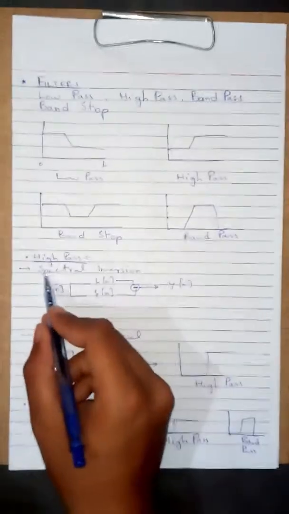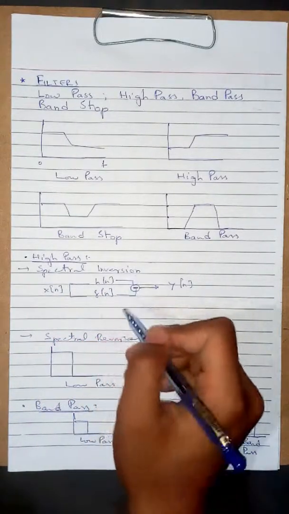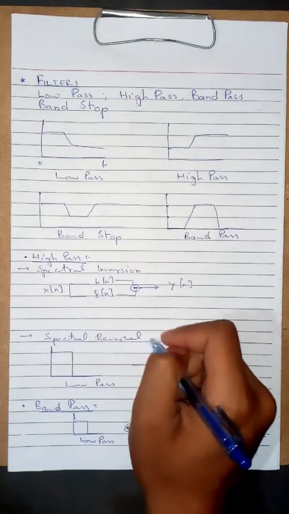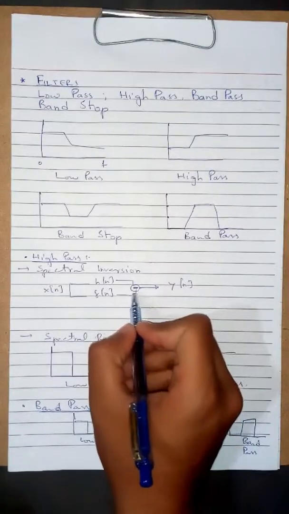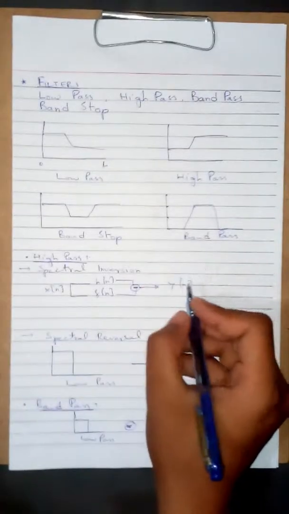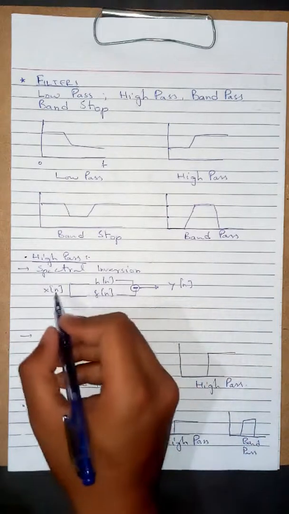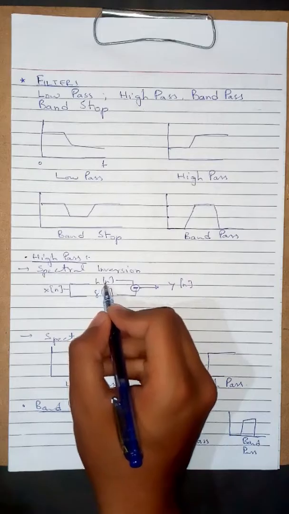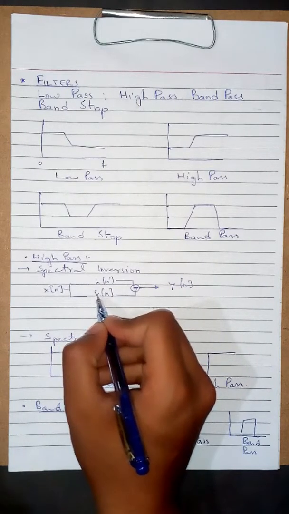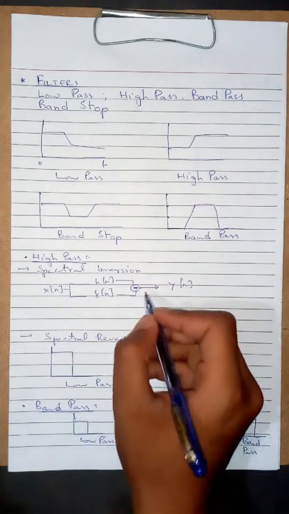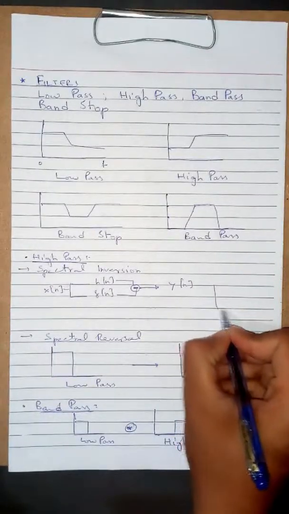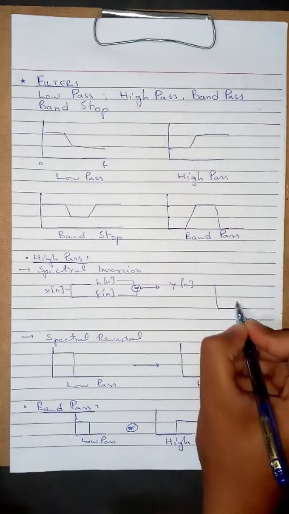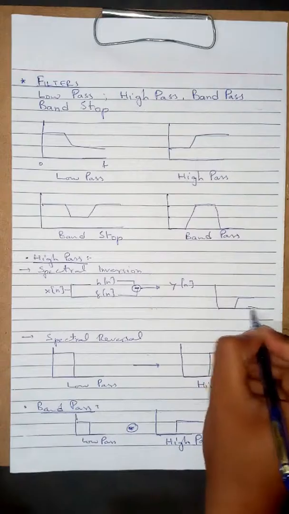There are two methods. The first one is spectral inversion, and the second one is spectral reversal. So spectral inversion, what does it mean? We take an input signal x of n and the impulse response of the filter, and when we subtract them, we obtain the high pass filter. That is, low frequencies are blocked and only high frequencies are allowed.